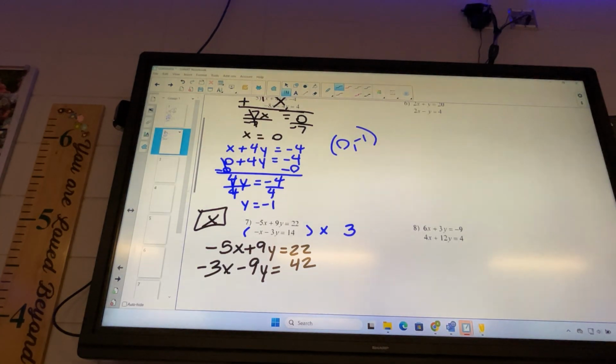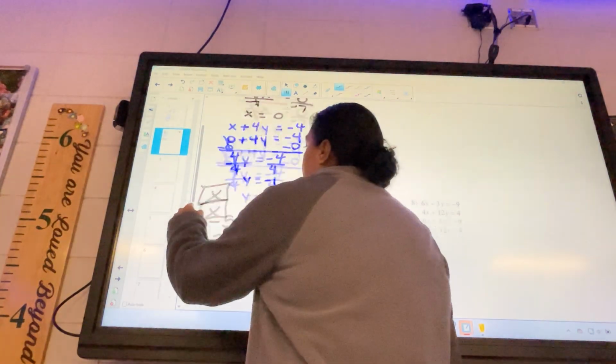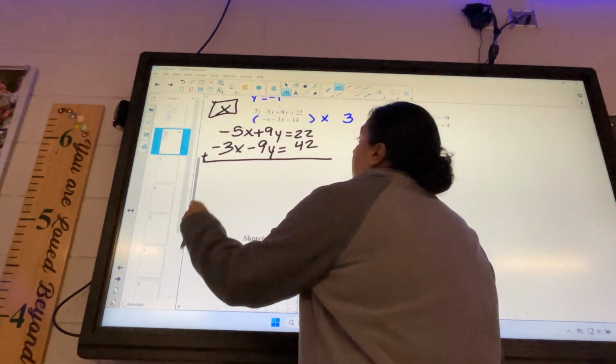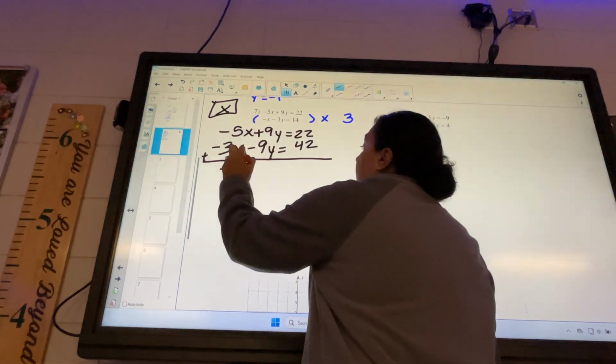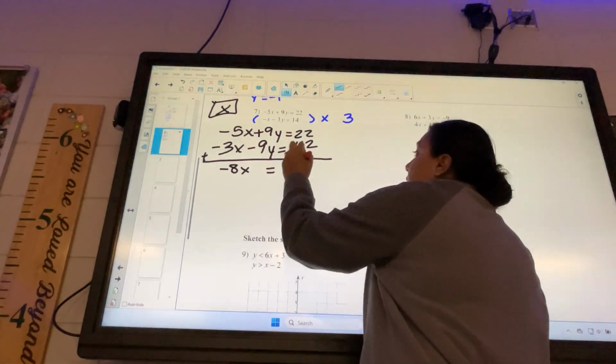Okay, now, are two of the numbers the same? Yeah, what are they? The 9s, okay? The y's and the 9s. And one's positive, one's negative, so that lets us know that they're going to cancel, so we can add them together now. Okay, so I'm going to get -8x. The y's cancel, and then I'm going to get 64.